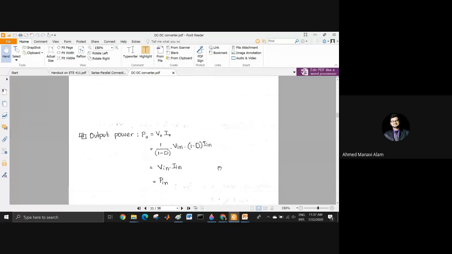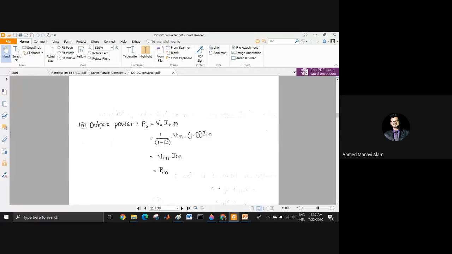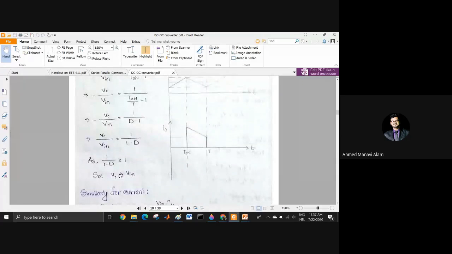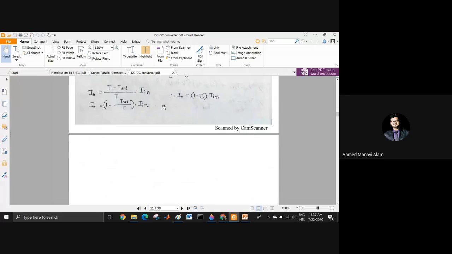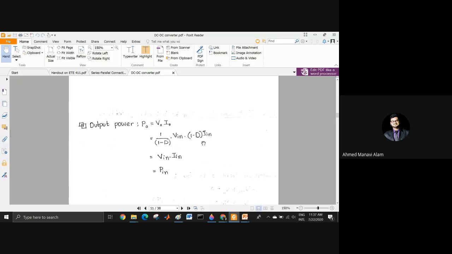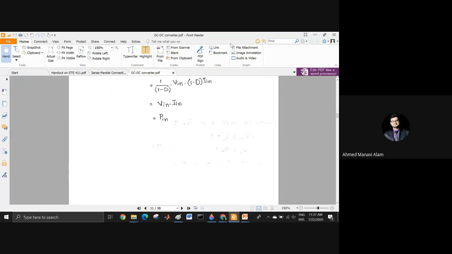So এই হলো গেল। The output power P naught equals to V naught into I naught. You know the V naught here, and you know the I naught from here. You can see by multiplying, one term is gone. So V in into I in, so the output power is input power. So our derivation is absolutely correct. Okay.